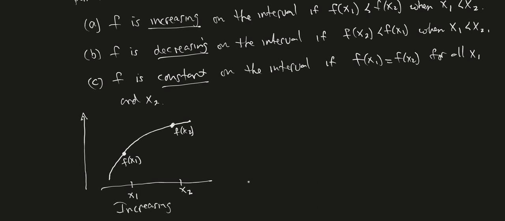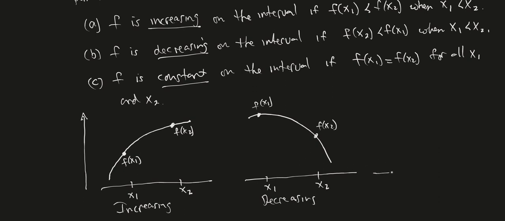And then similarly, let's draw one for decreasing. Well, let me just draw it going down this way, right? So again, here is x1, here is x2, and then over here we would have f of x1, which is now larger than f of x2. So again, that gives a sense that the y values are decreasing.